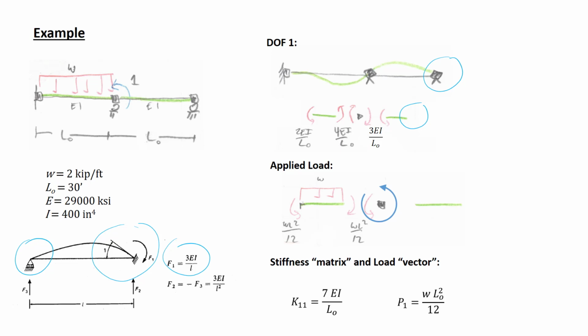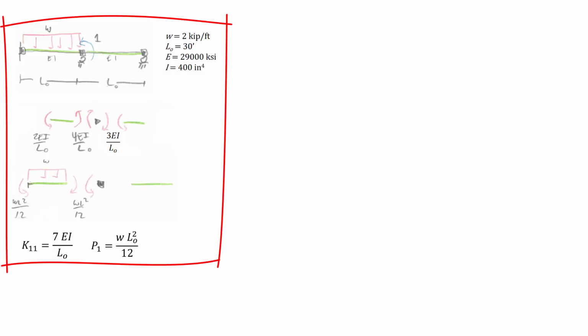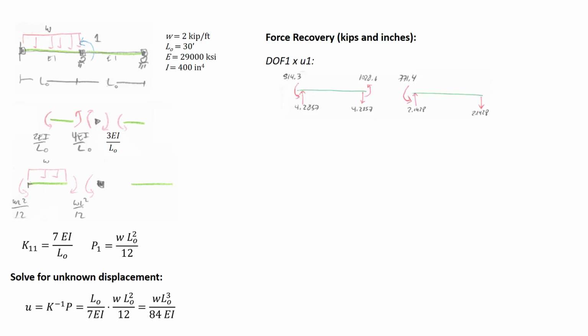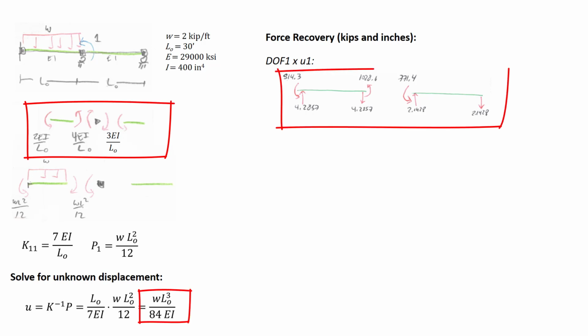So let's now solve for the unknown displacement at degree of freedom 1 and look at force recovery. These are the results that we previously determined, and we'll continue working from here. First, we solve for the unknown displacement as u equals k inverse p. Because these are scalars, k inverse is very simple. It's just the reciprocal, L over 7EI, multiplied by p, which gives us a displacement of WL cubed over 84EI. Looking at force recovery, and we'll work with method 1, we take degree of freedom 1 times U1, and if we plug in numbers, we get the following values.